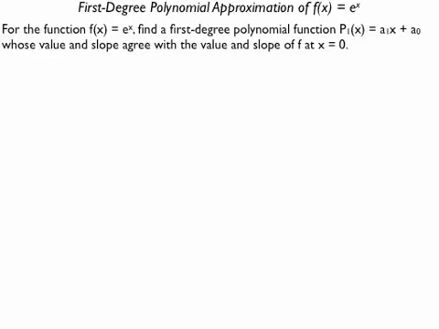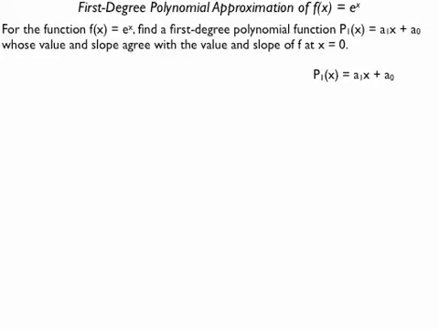All right, so first degree polynomial approximation of f of x equals e to the x. For the function f of x equals e to the x, find a first degree polynomial function p sub 1 of x, which is equal to a sub 1 x plus a sub 0, whose value and slope agree with the value and slope of f at x equals 0. Basically what we want is a line. I know that because p sub 1 of x is a sub 1 x plus a sub 0. I see mx plus b there, and it's a first degree polynomial. That's going to be a line. We want to find a line that mimics f of x equals e to the x around x equals 0.